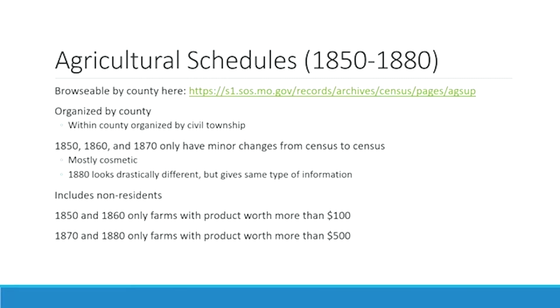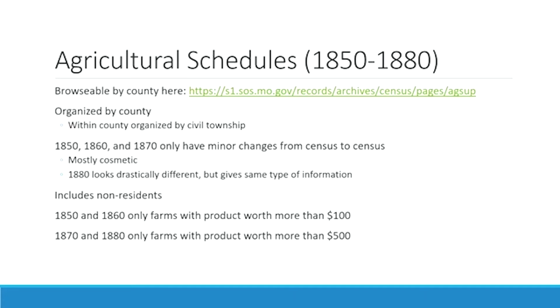So the agricultural schedules are browsable on our website by county. On our webpage, they are organized by county and within the county by civil township. So there's one PDF per county. 1850, 1860, and 1870 all look very similar and only have minor changes from census to census. And 1880 looks drastically different, but gives the same type of information.